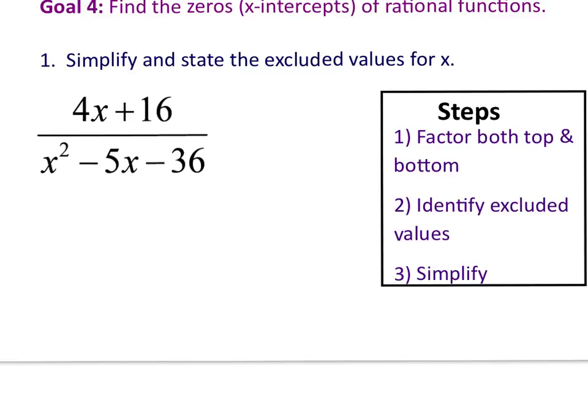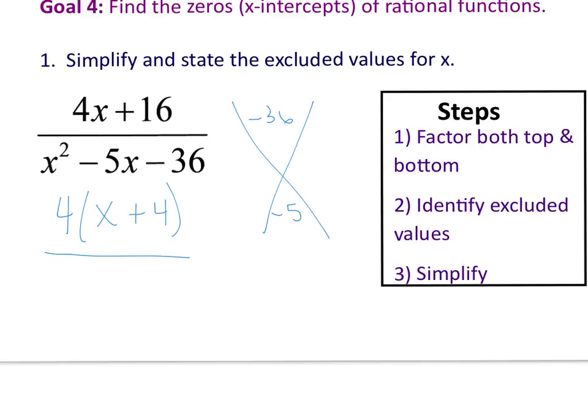So on the top of my fraction, 4x plus 16, I'm going to factor out a 4 and then undistribute and get x plus 4. Right? So again, taking out the GCF of 4. Now if I factor the denominator, I need to actually use the diamond method and find factors of negative 36 that when added together give me negative 5. That would be negative 9 and positive 4. So I would write here x minus 9 times the quantity x plus 4. So that's step 1 complete. Factor both the top and the bottom.